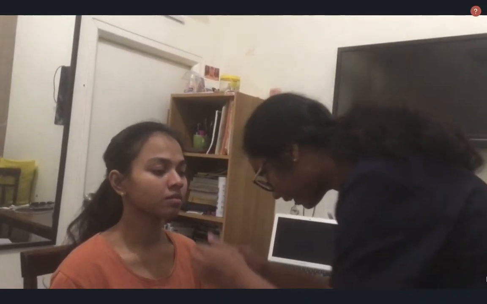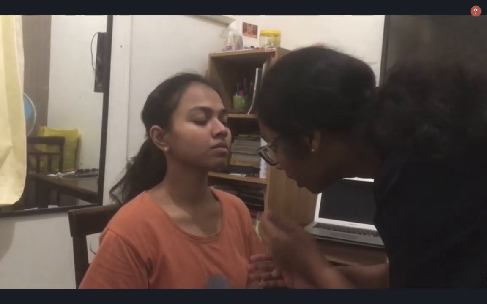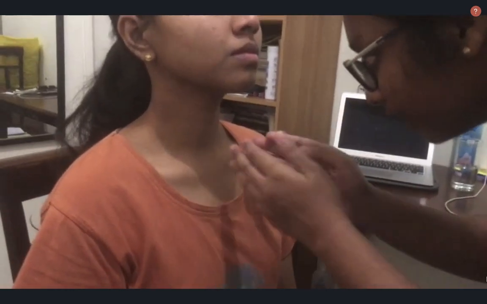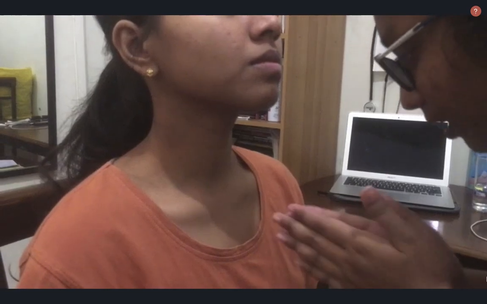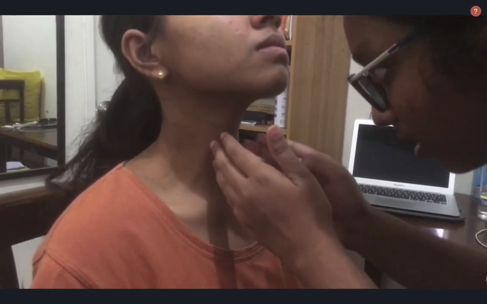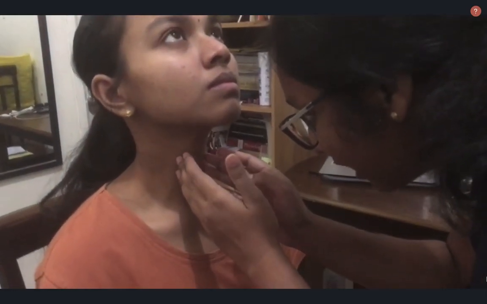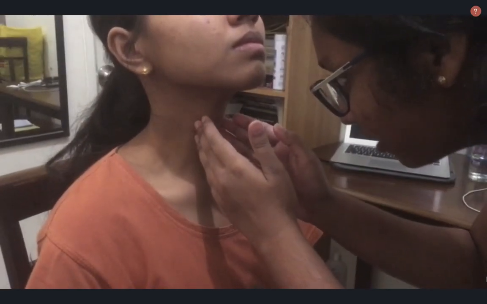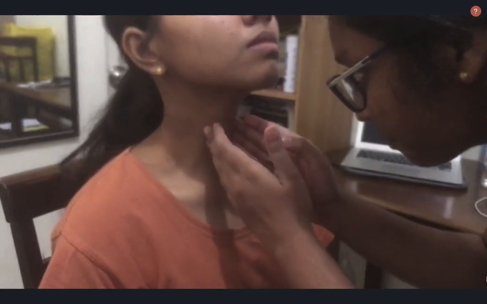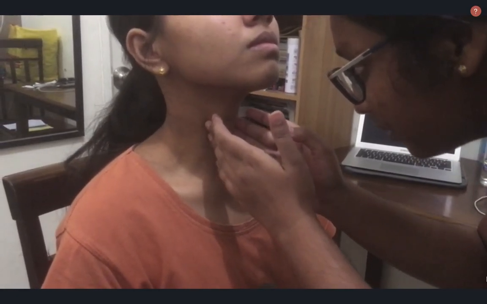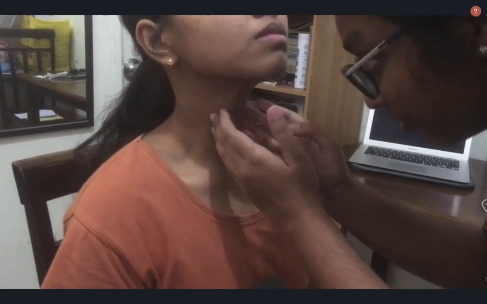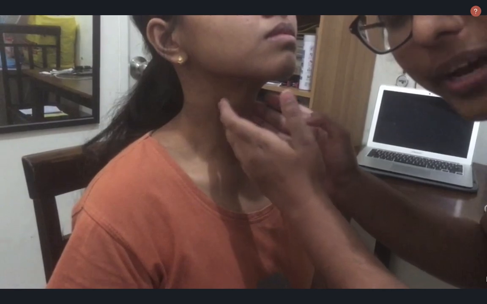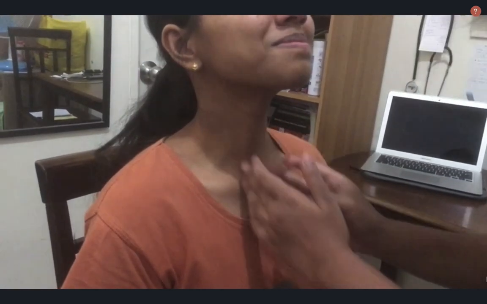When you are examining the trachea, first look at the trachea for any asymmetry and then any deviation. First, palpate the trachea. Place the fingers on the side of the trachea and feel the space between the trachea and sternocleidomastoid muscles. When you feel on both sides, the space should be symmetrical.